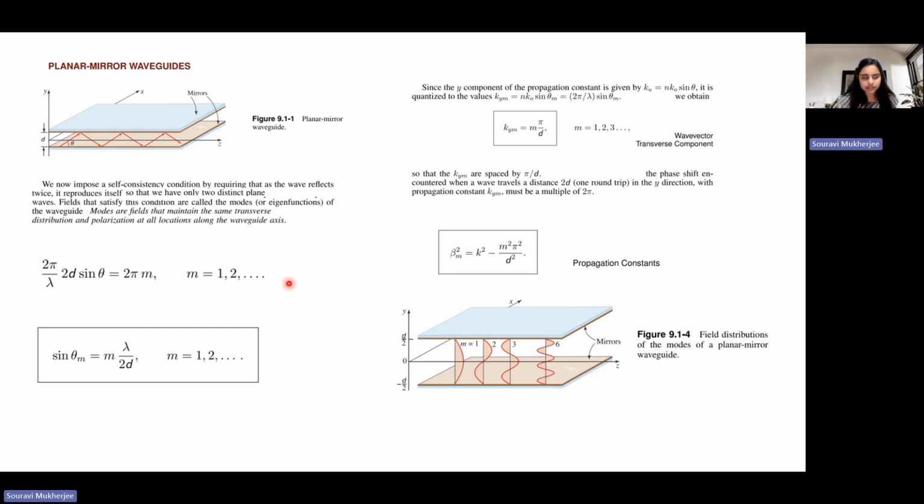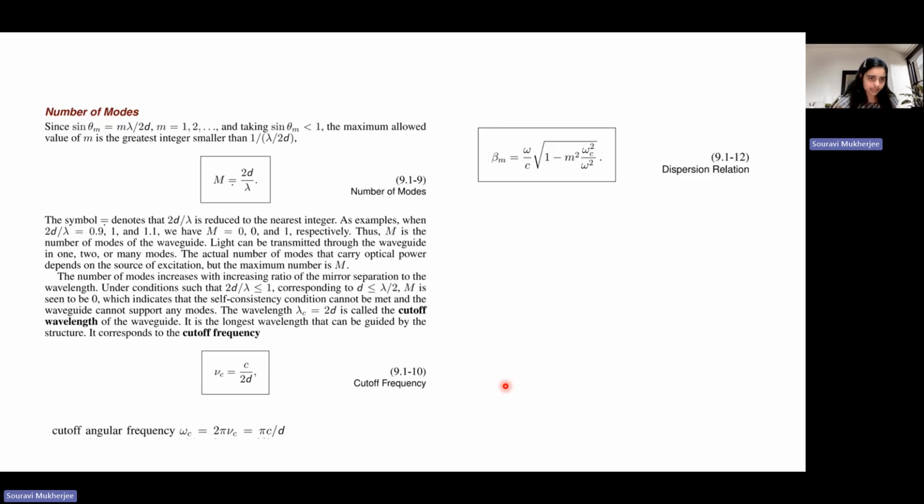And from there, we could get to the fact that there are some specific modes that can propagate through your waveguide. So this is the propagation constant that talks about what is the velocity of the waves that are propagating through your waveguide, and then based on this distance between the two mirrors, that limits what is the longest wavelength that one can have, or what is the smallest frequency that can propagate through the waveguide. So that again gives us a measure of the number of modes that your waveguide can support.